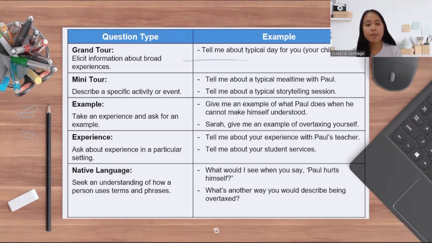And another is the experience question. Ask about experience in a particular setting. Tell me about your experience with Paul's teacher. Tell me about your student services. Native language: seek an understanding of how a person uses terms and phrases. What would I see when you say Paul hurts himself? What's another way you would describe being overtaxed?